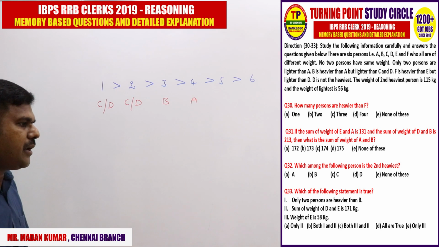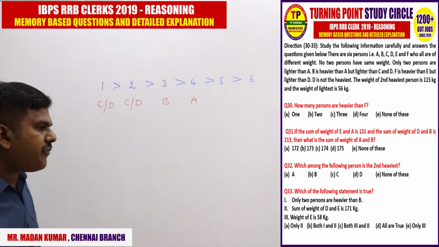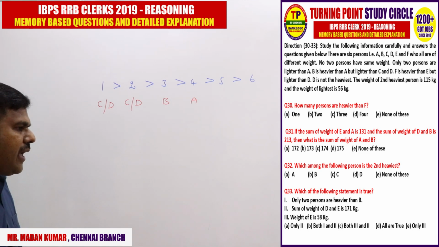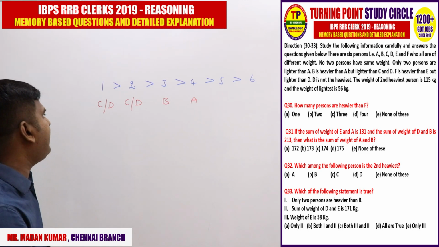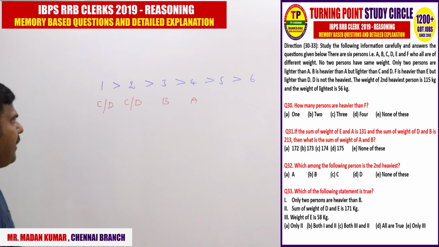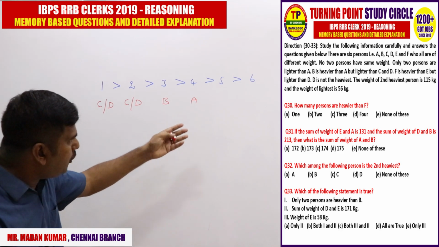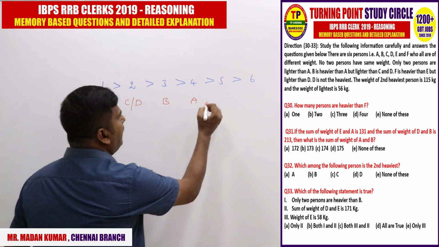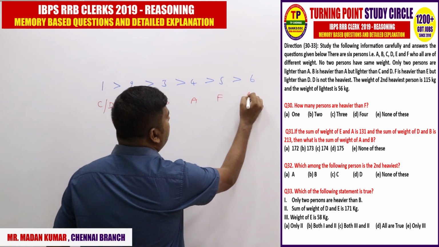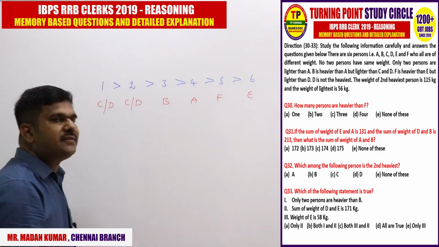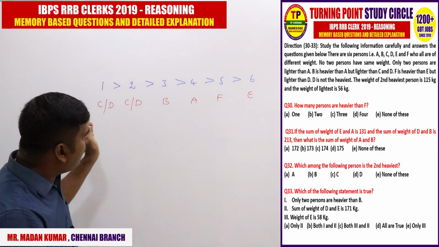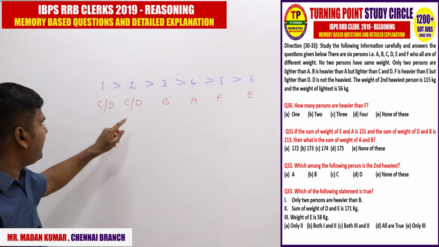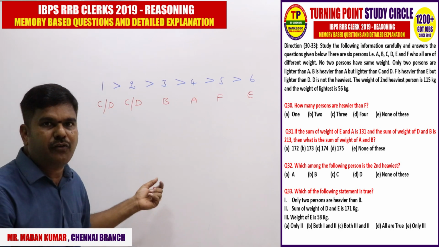What is the other information being given? F is heavier than E but lighter than D. So only 2 positions are available where F is heavier than E, clearly given. So F must be 5th position, E must be on the 6th position. Now we got the order, but between C and D, who are first and second, we don't know.